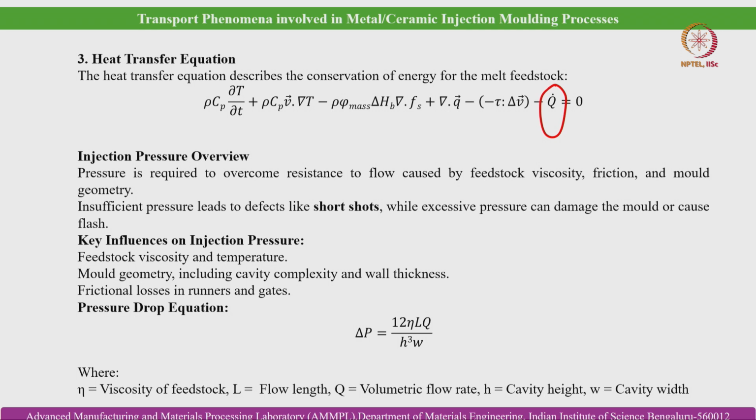Pressure is required to overcome resistance to flow caused by feedstock viscosity, friction and mold geometry. Insufficient pressure may lead to defects like short shots, while excessive pressure can damage the mold or cause flash formation. So, key influences on injection pressure: feedstock viscosity and temperature, mold geometry including cavity complexity and wall thickness, and frictional losses in runners and gates. They are the key influencers of injection pressure.